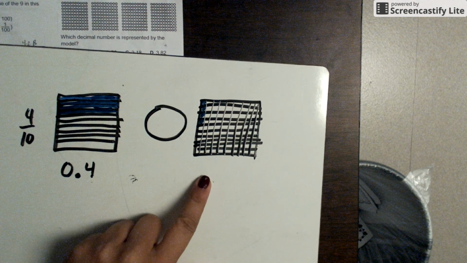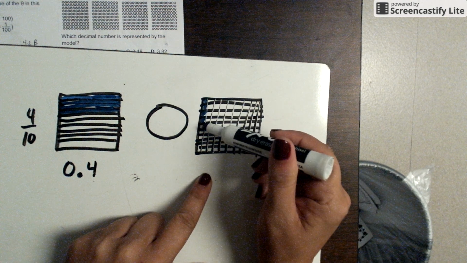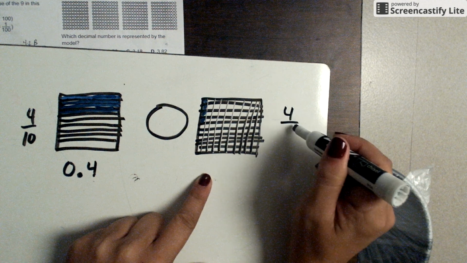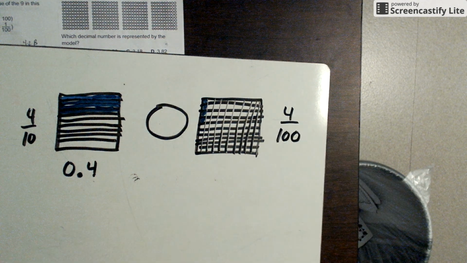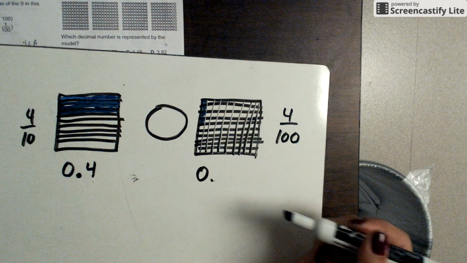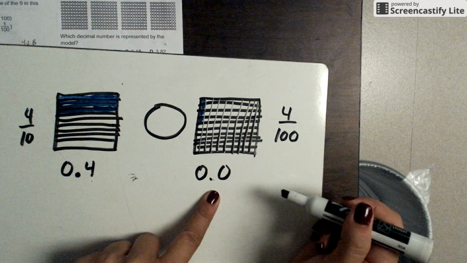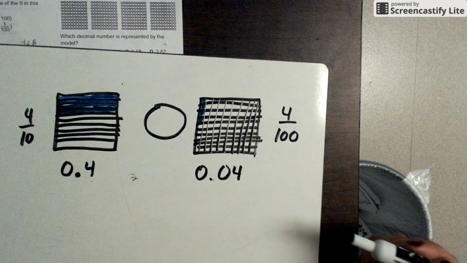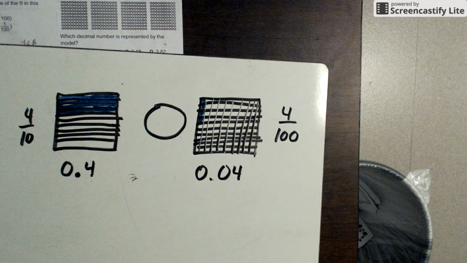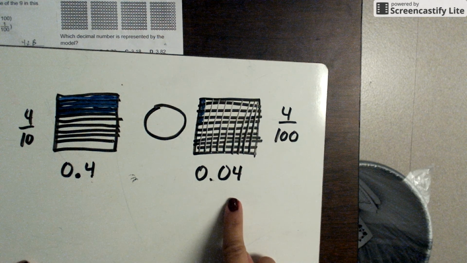I notice that this model is separated into 100 equal parts, which would represent hundredths, and I've shaded in 4 of them. So this would represent 4 hundredths. As a decimal, that means you would put a 4 in the hundredths place. So I would put a 0 in the ones place, a 0 in the tenths place, and a 4 in the hundredths place. Now, that means we're comparing 4/10 to 4 hundredths.